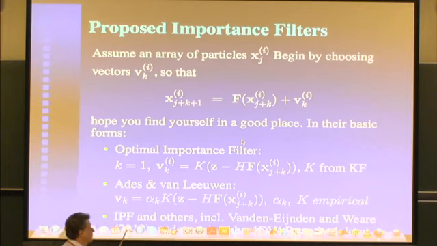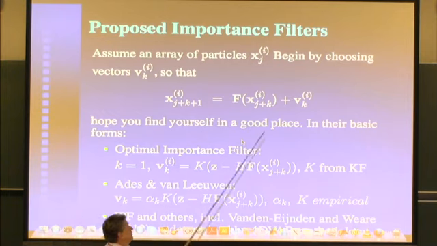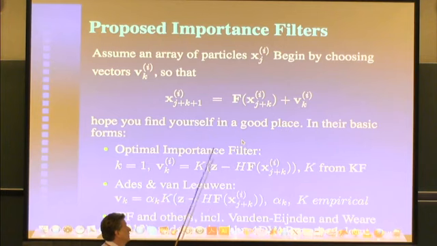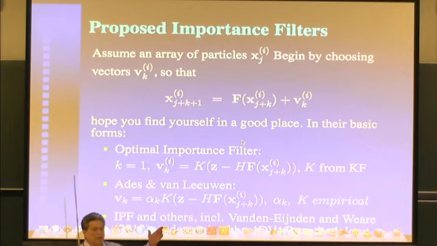The implicit particle filter and others, including Eric and Jonathan Weare, choose v by any number of methods, but in the end, one way they could do it is by 4D-Var.